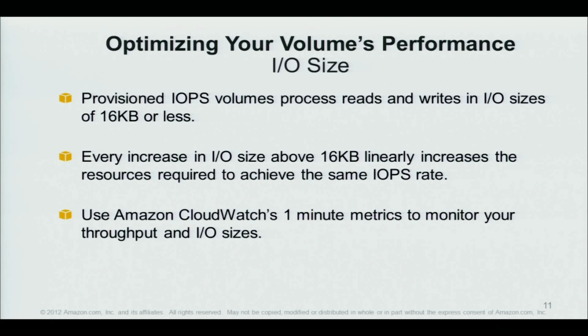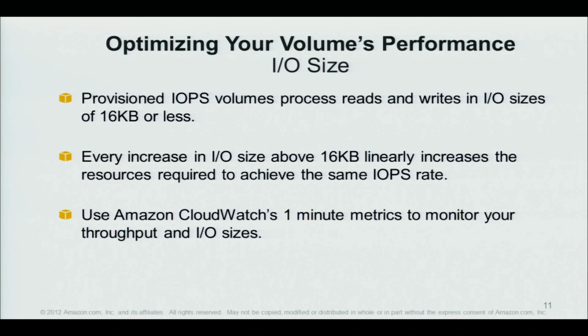The next thing to consider when utilizing a provisioned IOPS volume is the I/O size of the reads and writes that you're performing to that volume. Provisioned IOPS volumes are designed to process reads and writes in I/O sizes of 16 kilobytes or less. So if your application is reading and writing data at I/O sizes of 4 kilobytes or 16 kilobytes, and you've provisioned a volume for 1,000 IOPS, you'll get consistently 1,000 IOPS from that volume.